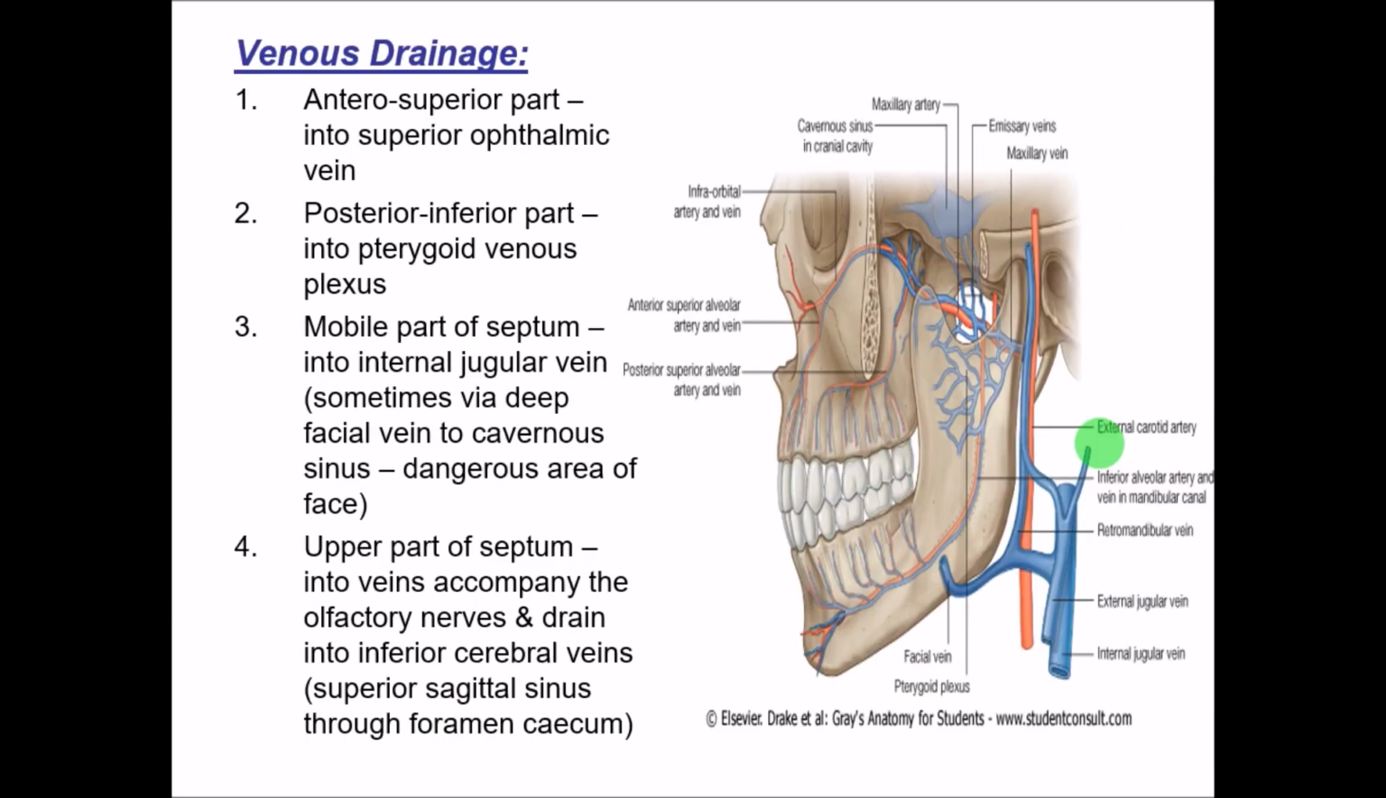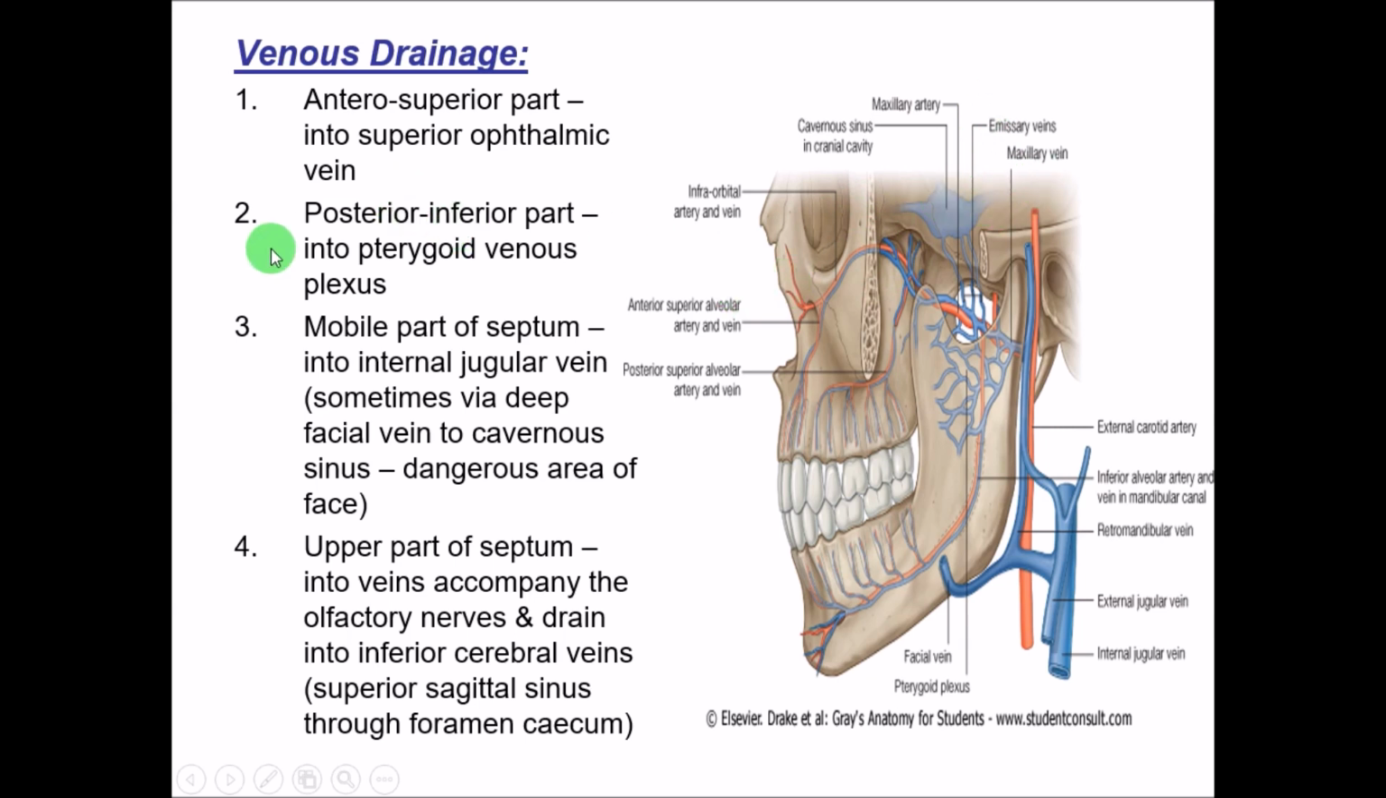Coming to the venous drainage. The venous drainage is by 4 important veins. One is from the anterior superior part by the superior ophthalmic vein. The superior ophthalmic vein will be here, and it will be draining into the cavernous sinus later. So this is the superior ophthalmic vein, which will be draining most of the upper part as well as the anterior part of the nasal septum.